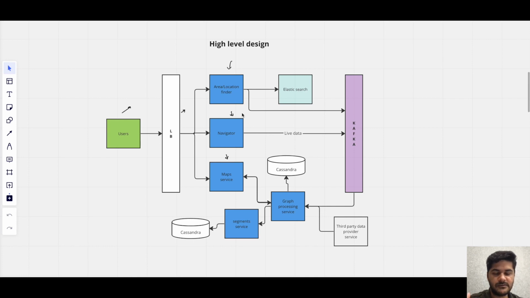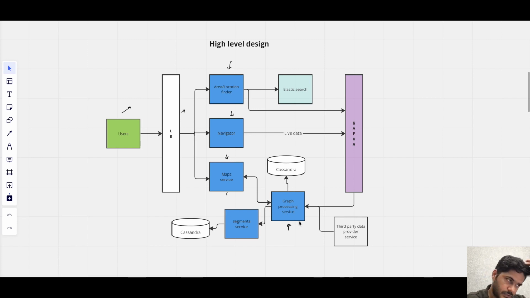Different roads will be there in between your source to destination. If that service is also there, so this service will help us with that. And now this service, because this map service is doing too much, is basically taking help of one more service which is doing the heavy job. Let's call it a graph processing service.